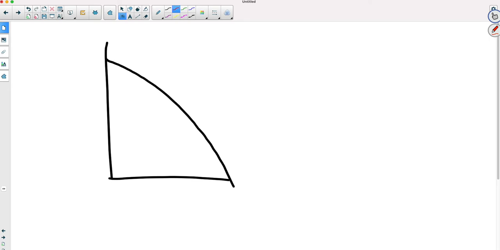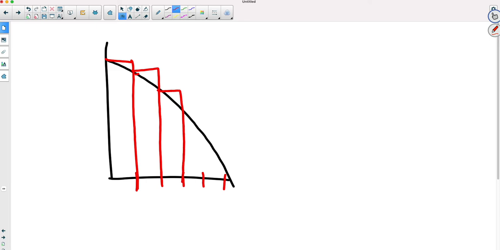Okay, so I can break this curve into rectangles. Let's just start with a known number of rectangles. Let's say there's 5 rectangles I can break this up into. So here's 1, here's 2, here's 3, here's 4, here's 5. That's one way of breaking this up into rectangles.